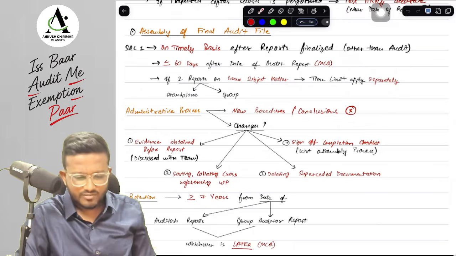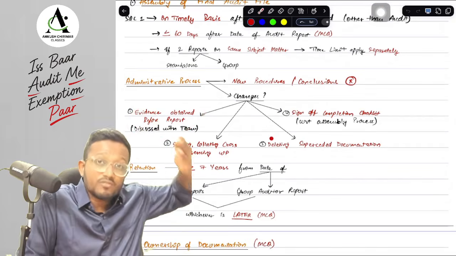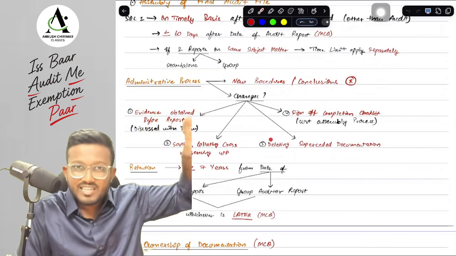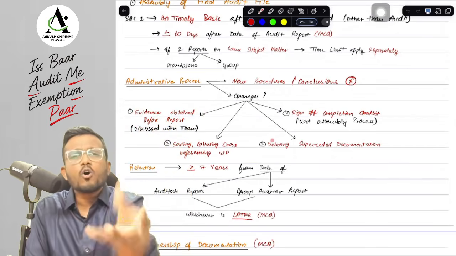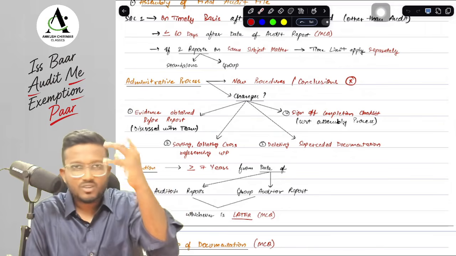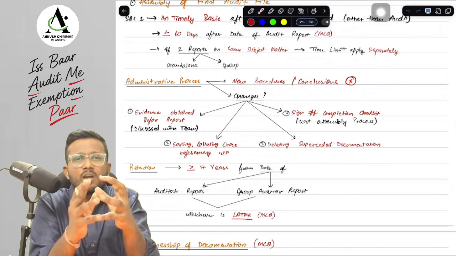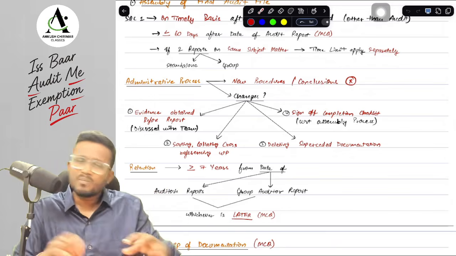Four examples are given here. First, suppose you obtained some evidence before the date of the audit report. You discussed that audit evidence with the team as well, but you just forgot to document it. Then you can definitely document this audit evidence, because it does not require applying your brain. Second, you need to sort your working papers, collate your working papers, and cross-reference your working papers. Then you can do that.